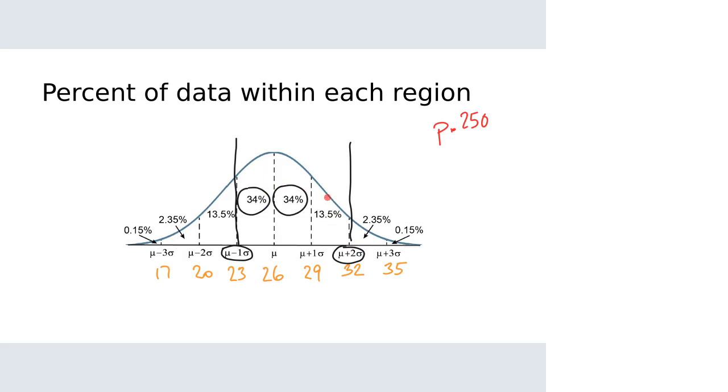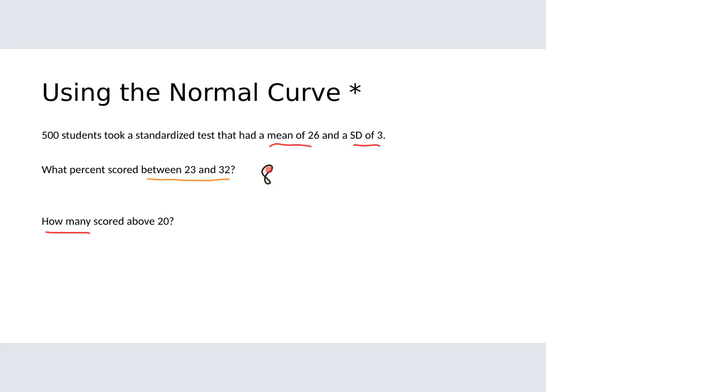34 plus 34 plus 13 and a half, and that's 81.5%. And almost everybody was there with the 81.5%, so that's really good. So 81.5% were between 23 and 32. Pretty significant number of the test takers, 81.5%.